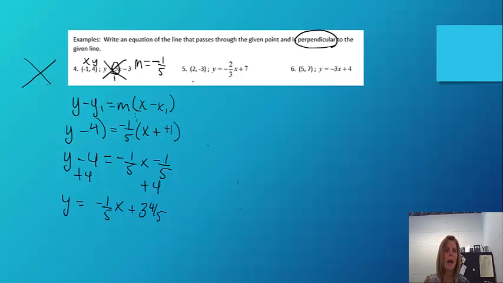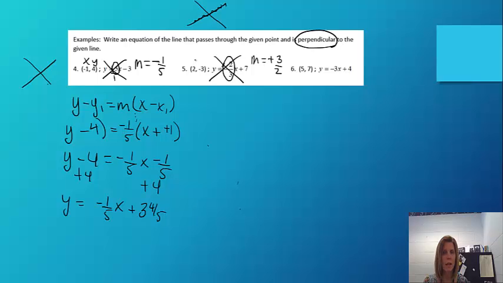Alrighty, problem number 5. Our line is now going to go through the point 2, negative 3 and be perpendicular to y equals negative 2/3 x plus 7. So y equals negative 2/3 x plus 7 is a line that goes this way. So we actually want to find a line that is perpendicular to it. So we're looking for this line right here. So we're going to look at the slope, which would be negative 2/3. And our slope is going to be perpendicular. So we're going to have opposites. So if this one's negative, ours is going to be positive. And then the flip of 2 over 3 would be 3 over 2. So that's our new slope.